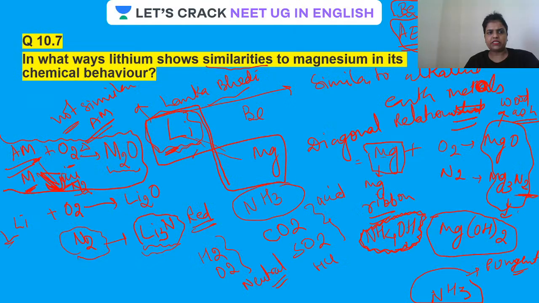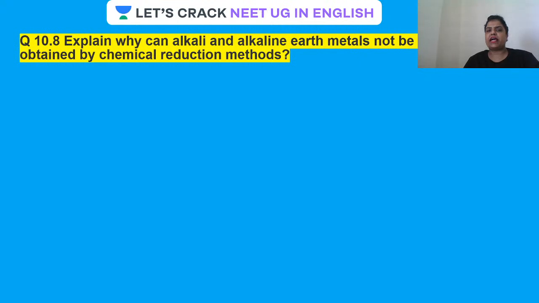Come on, guys, look at the screen. Explain why alkali and alkaline earth metals cannot be obtained by chemical reduction method.